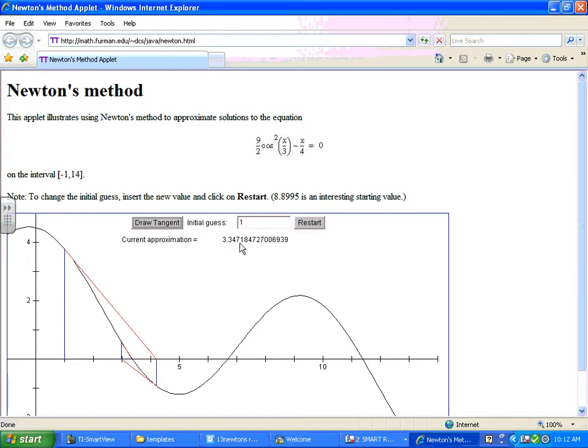Already you see it's at 3.34. If I draw a tangent again, the x-intercept is already so close to that 0. Now it's 3.36, 3.369, it's not changing that much. It's already found a solution. Basically, the values have converged to the actual solution. Okay, so now we're going to do this by finding an equation. What is happening here? We're going to find a formula so we can apply this to all the problems.